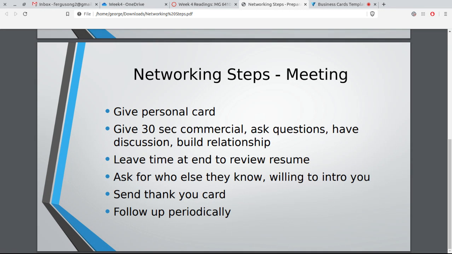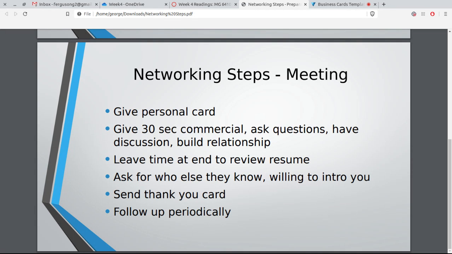And then follow up periodically. One of the things you want to do in following up is to give something back. I'm a big believer in not just asking people for things in your networking meetings. What you're doing also is trying to give back. So it may be connecting them with someone that you know.